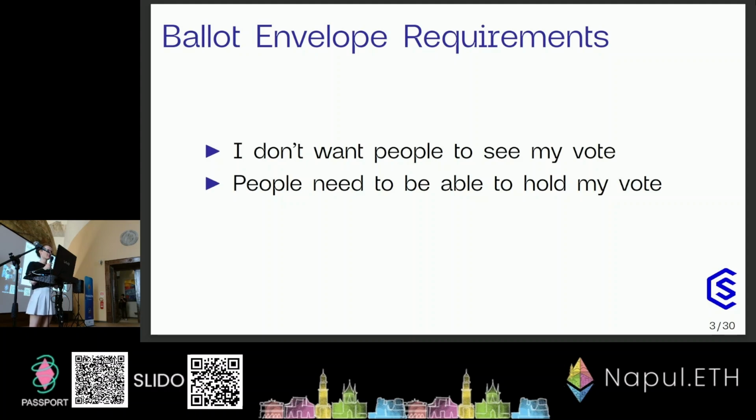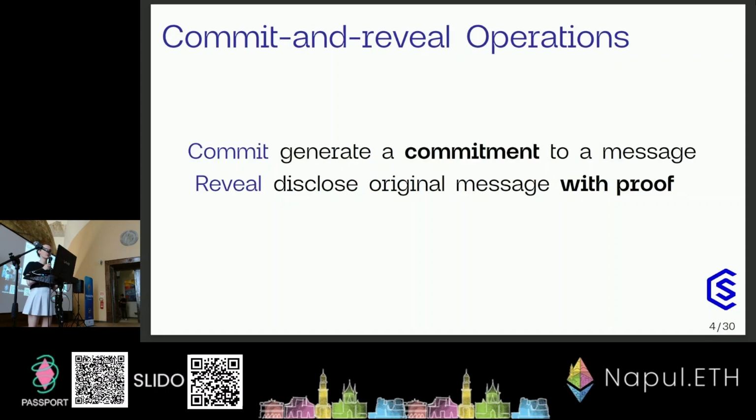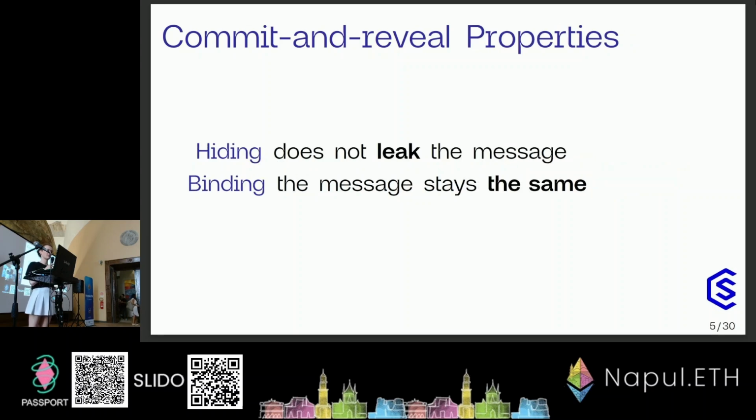Now, if we want to do the same thing in the digital space, we can use a commit and reveal scheme or a commitment scheme. So we would have the ability to generate a commitment for an arbitrary message, and later we will have the ability to reveal what the message was and give proof that this was actually the original message. Now that means there are two properties we want. We want commitments to be hiding, meaning that they don't reveal anything about the message, and we want them to be binding, meaning that you cannot change your mind or your vote in the middle of everything.